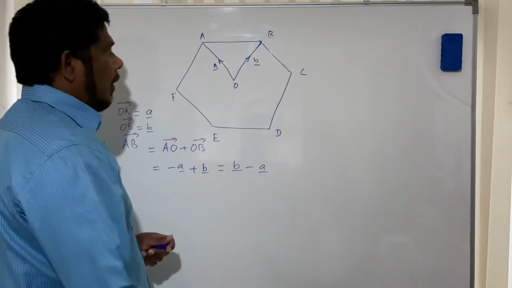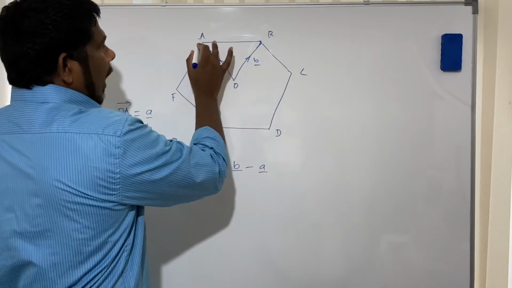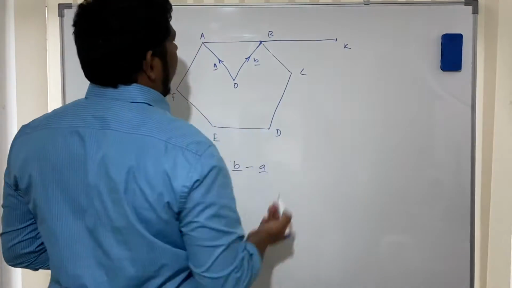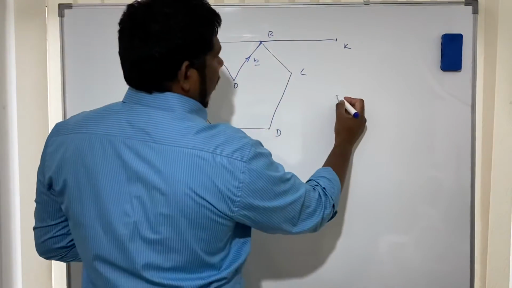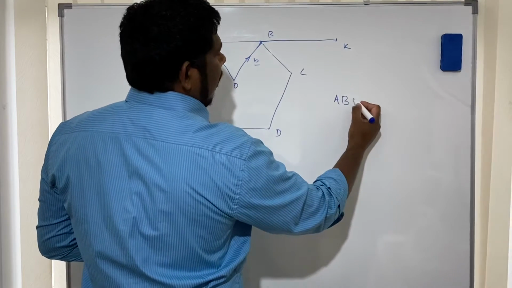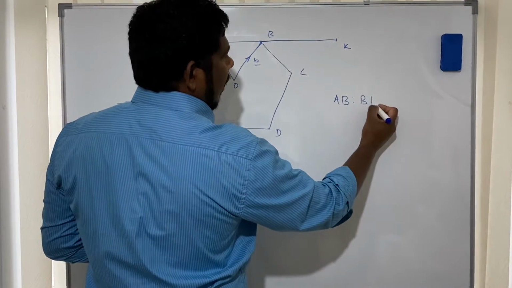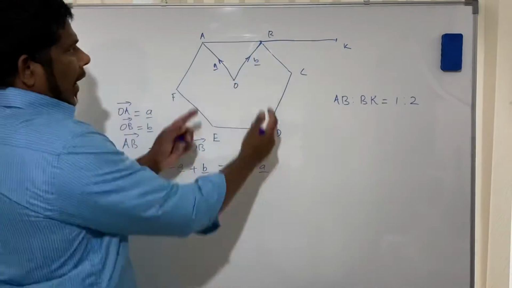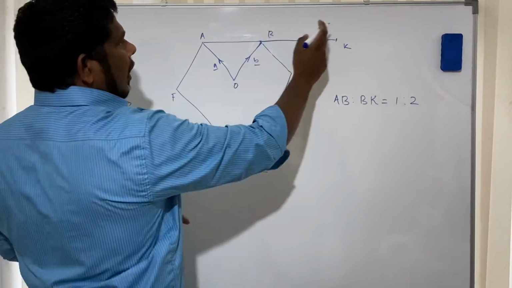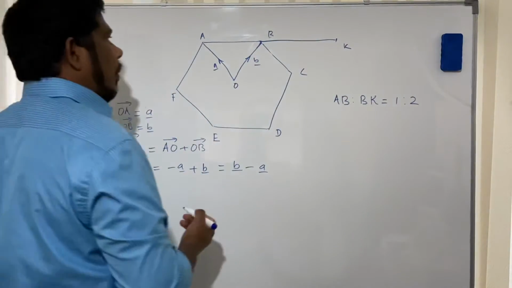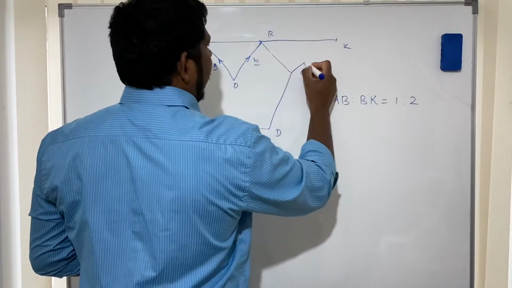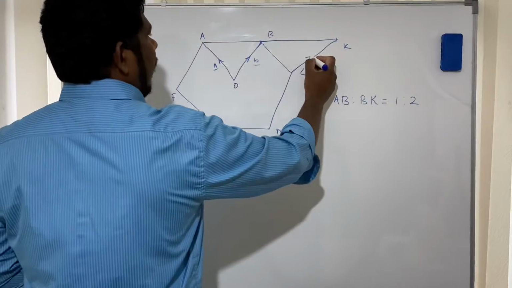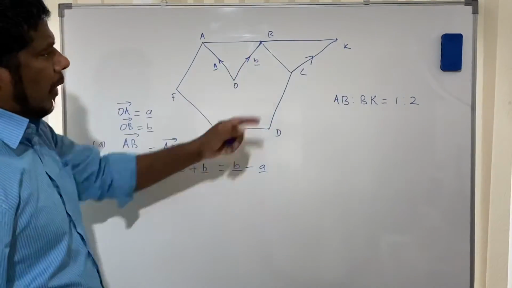Now the second part is: AB is extended to K, and AB to BK is 1 to 2. So if AB is 1 unit, BK is going to be 2 units. And they ask to find CK in terms of vector a and b.